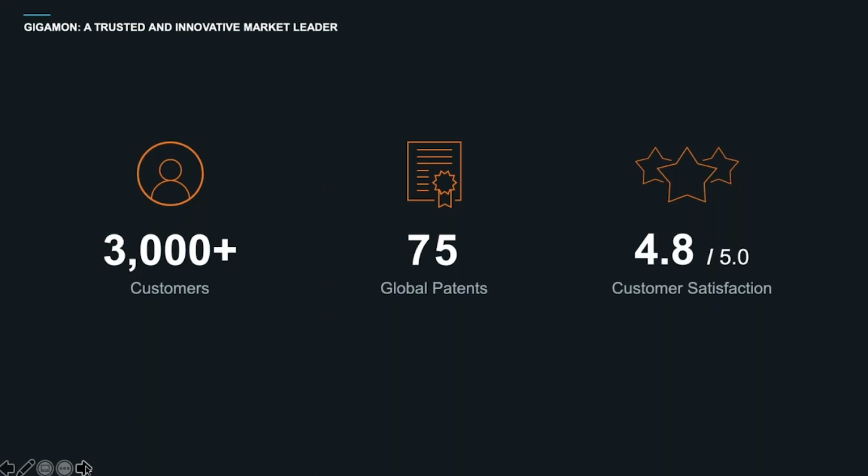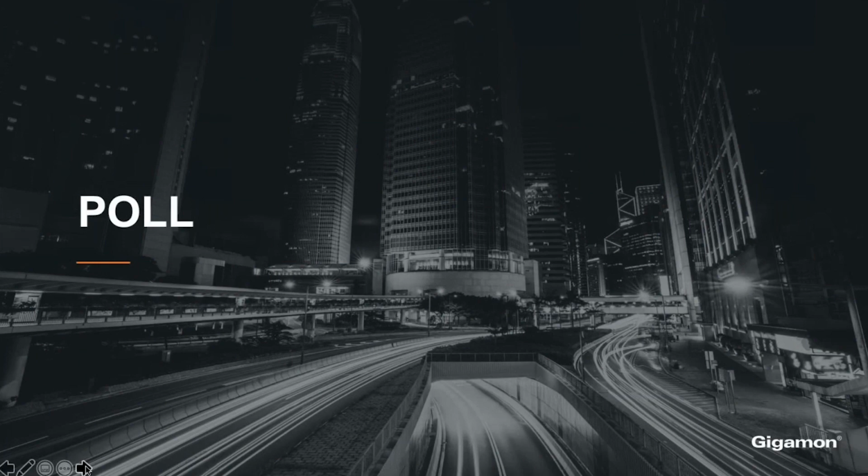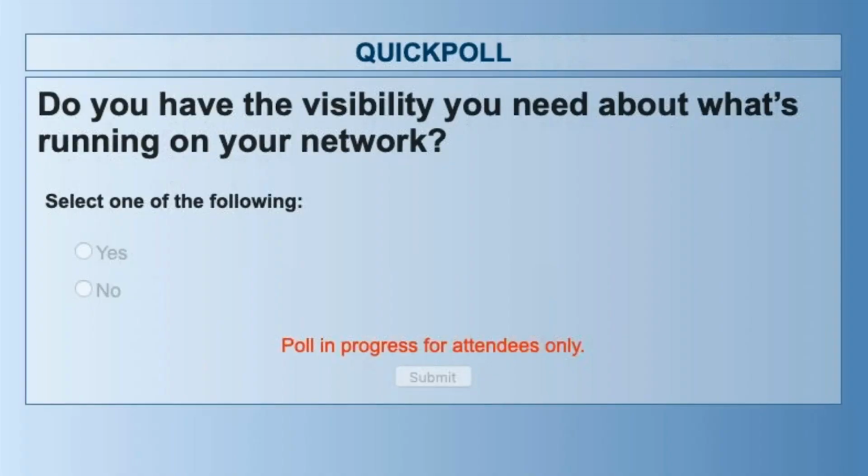But having talked a little bit about that, what I want to do now is get some information from you. So David, I'm going to ask you to pop up the first poll question, please. Excellent. I'll do that right now. So the question that I'm bringing up on the screen is a simple yes or no question, and that is, do you have the visibility that you need about what's running on your network? And I'll leave this up here for about 15 seconds. It shouldn't take very long to answer a yes or no question, hopefully.